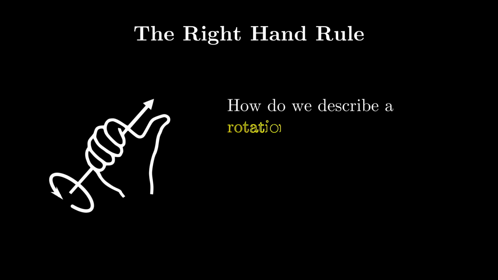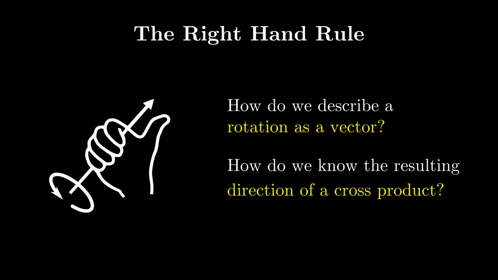The first is, how do we express a rotation as a vector? Angular positions, rotation rates, and rotational accelerations are very important in dynamics, and they can all be represented as a vector quantity. The second question asks, how can we know the correct direction for a cross product? Cross products will become important in later concepts.